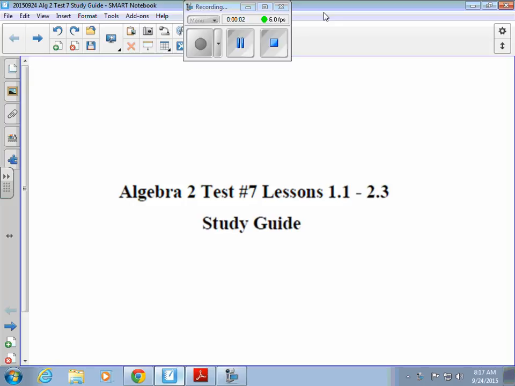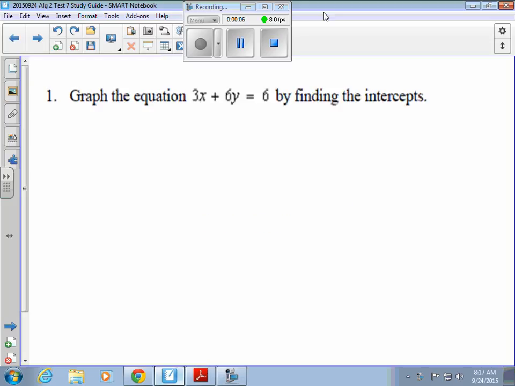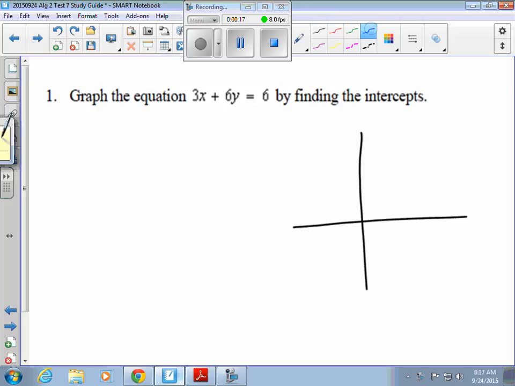It's Algebra 2, test number 7, going through lesson 2.3. Study guide number 1 says graph the equation 3x plus 6y equals 6 by finding the intercepts. Okay, so what we're looking for is on your plane, where it crosses through the x-axis, wherever it is, and where it crosses through the y-axis, wherever it is. So let's find those 2 points based on this.